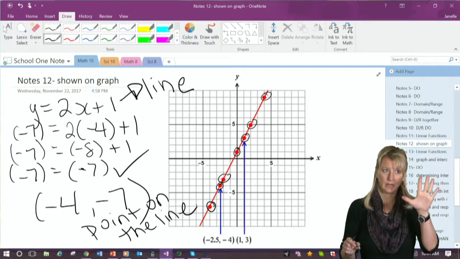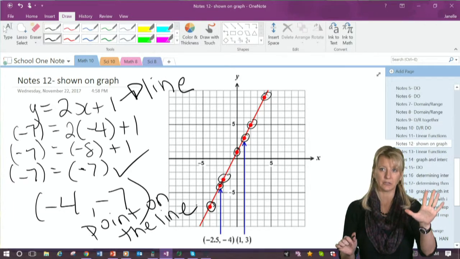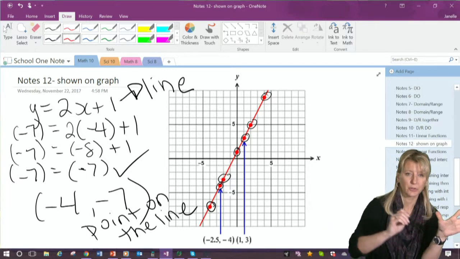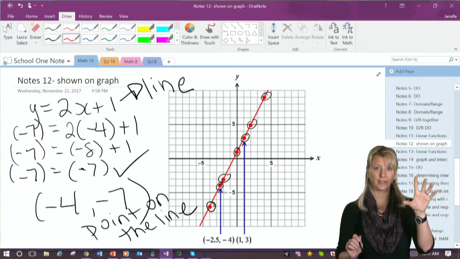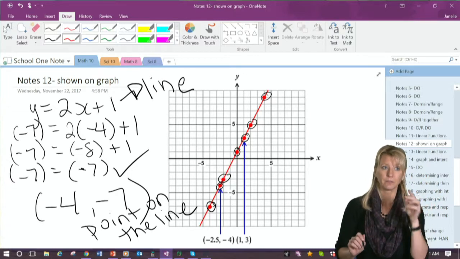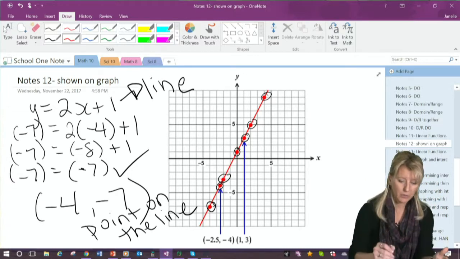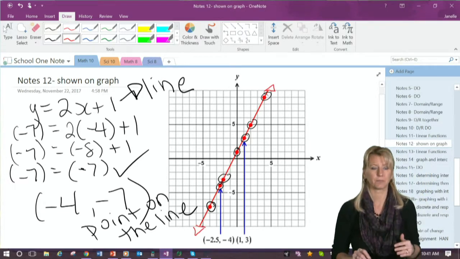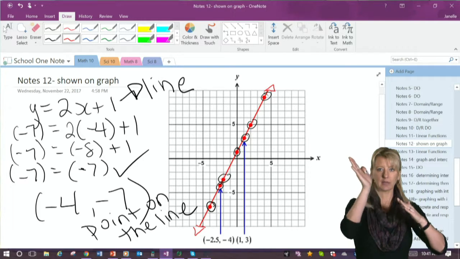Now we're going to relate this back to domain and range, which is going to be super cool, because this is where we get to use the part that I said you're going to use a lot. So I want you to look at that line. It's going to keep going, it's just that the arrows aren't showing. This line's going to keep going on this angle.